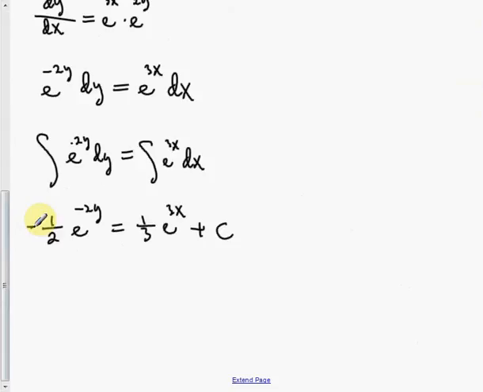Now, if you want, I think the back of the book has it where they have the e to the negative 2y by itself. So they just multiplied everything by negative 2. So he has something like e to the negative 2y is equal to negative 2/3 times e to the 3x plus c. Multiplying a constant times a constant is still a constant. So multiplying negative 2 times c is still going to be a constant. So that's fine.